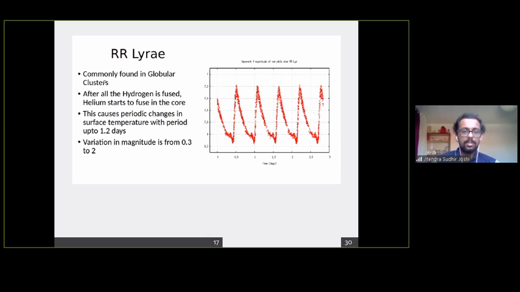As I said, it's written here, after all the hydrogen is fused, helium starts to fuse in the core. This helium fusion is where it enters the instability strip. So RR Lyrae stars are basically stars whose mass is much bigger, at least 10 times bigger than that of the sun, and which have started fusing helium in their core. It has just left the main sequence, and these are what we see as RR Lyrae stars.